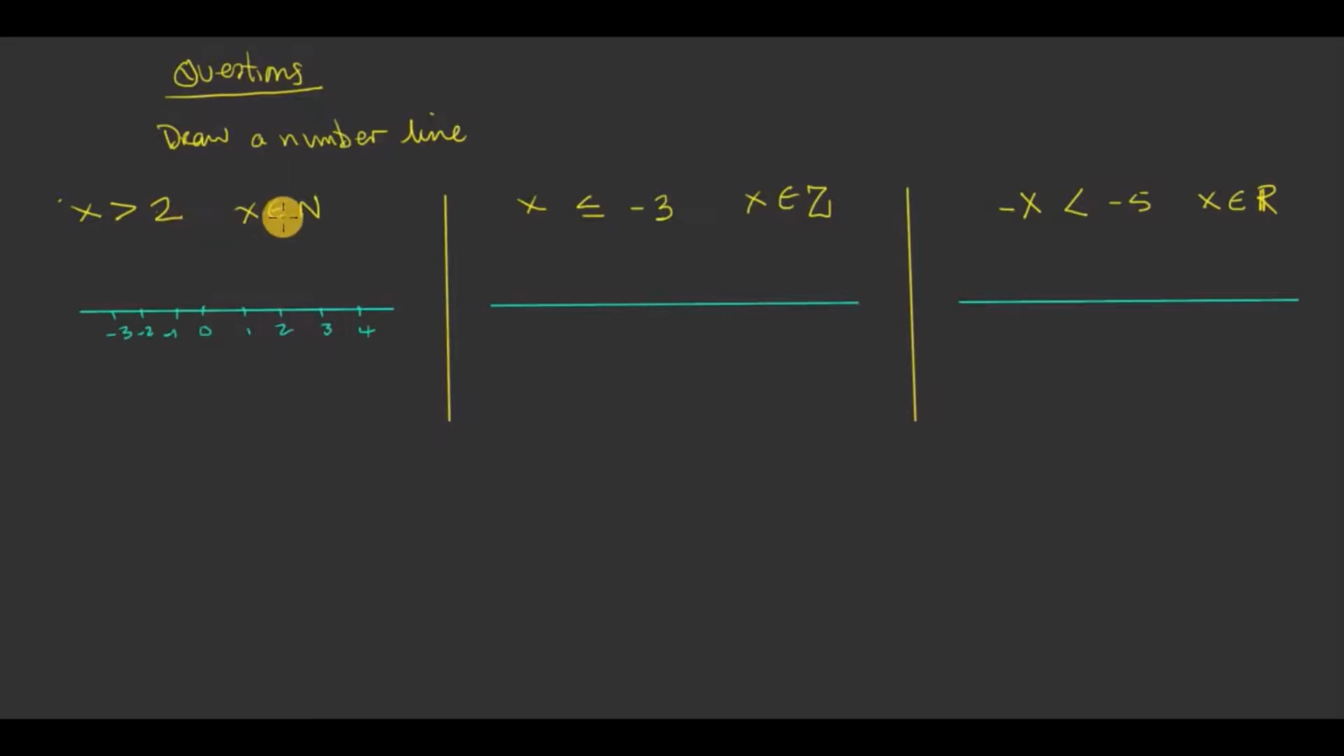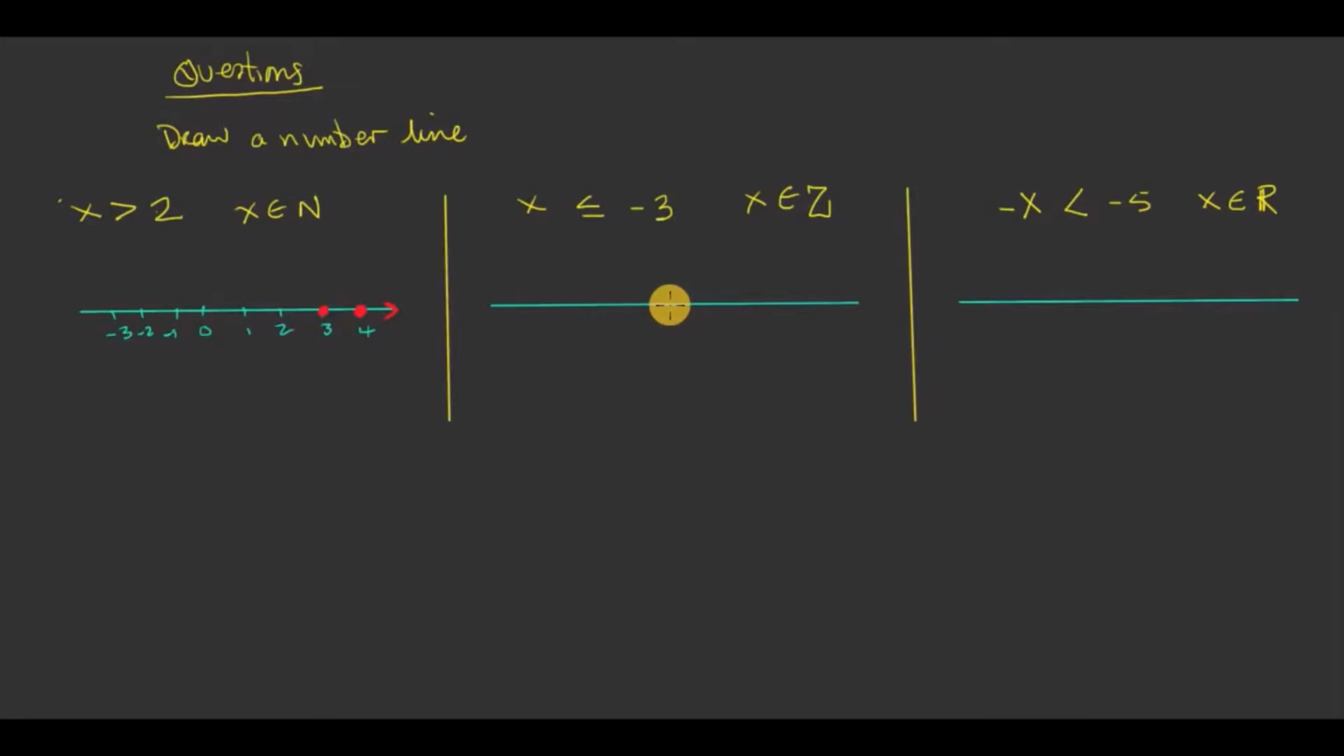So if x is greater than 2 and x is a natural number, the little dots are there already for the numbers. So that indicates that's position 1, that's number 2, and so on. So if x is greater than 2, I know that 2 is not included, so I can put a circle around that, and I can draw my arrow here. So that's answering that question: x is greater than 2 and x is a natural number.